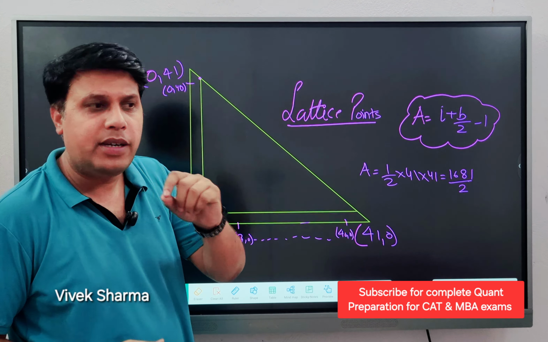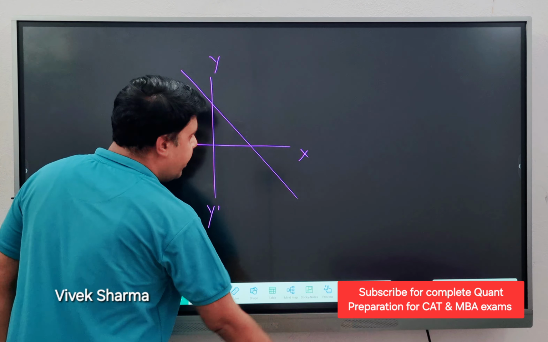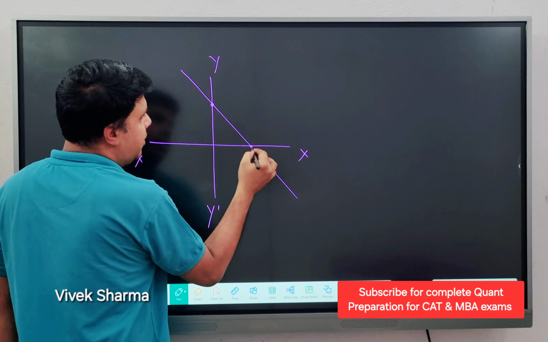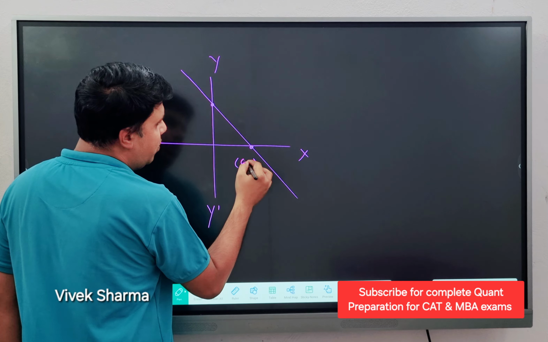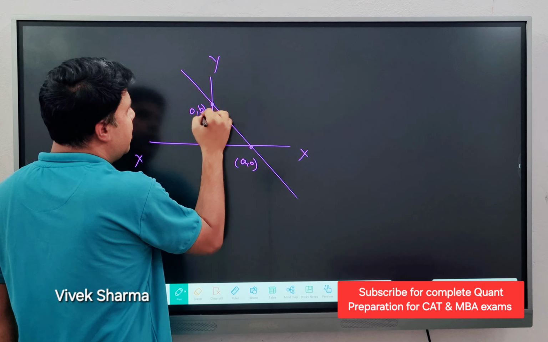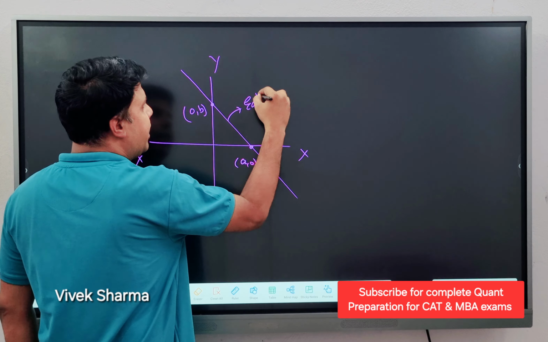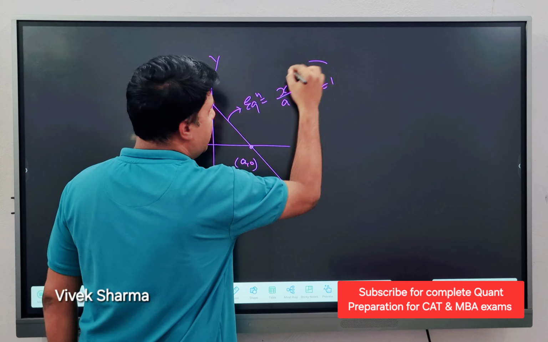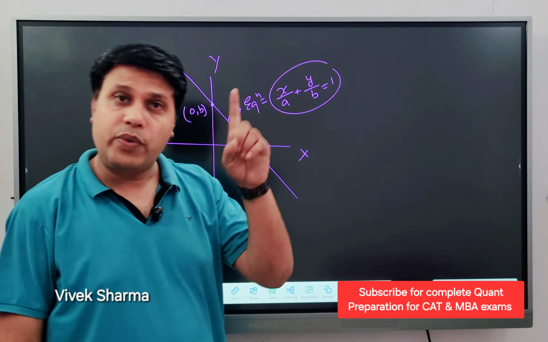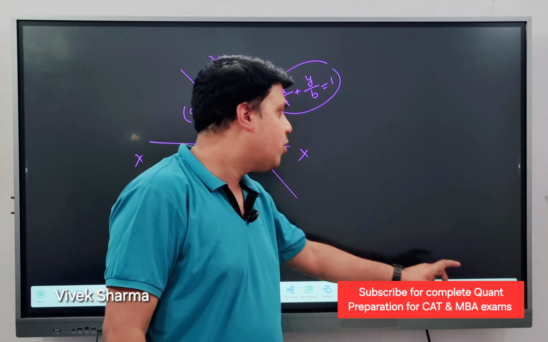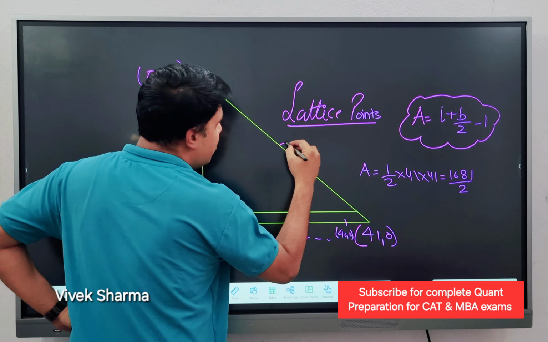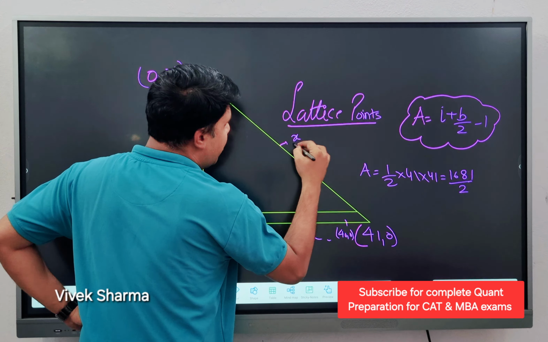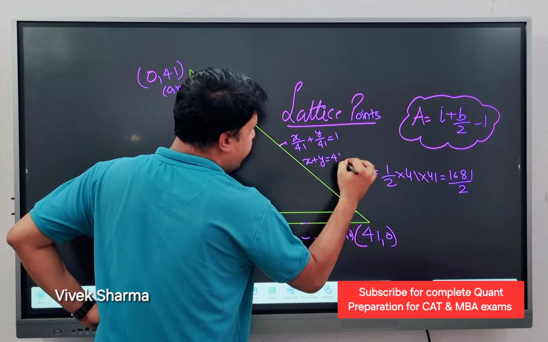Suppose we have an x-axis and y-axis, and this is a line intercepting the x-axis such that this is (a, 0) and this is (0, b). So I can find the equation of the line using x/a + y/b = 1. So directly you can find the equation of the line, or in this case the hypotenuse, using the same way. So this is going to be x/41 + y/41 = 1, or x + y = 41, right?